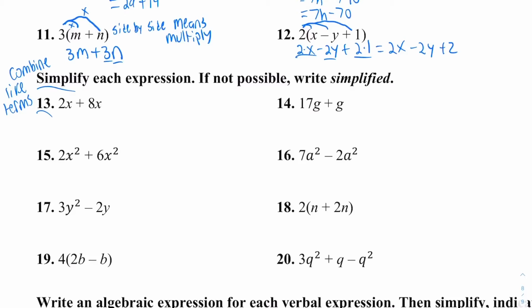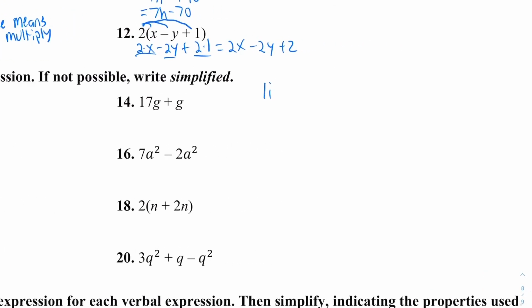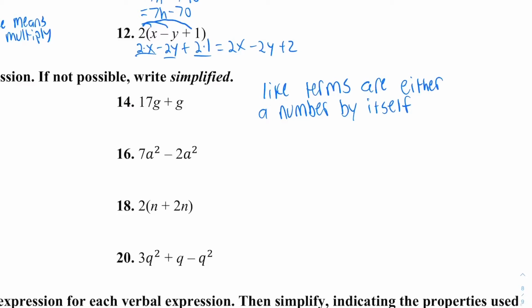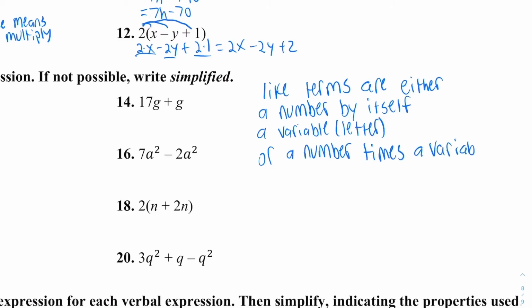And now you're going to need the definition of a like term. Like terms are either a number by itself, a variable, which is a letter, or a number times a variable, that match.